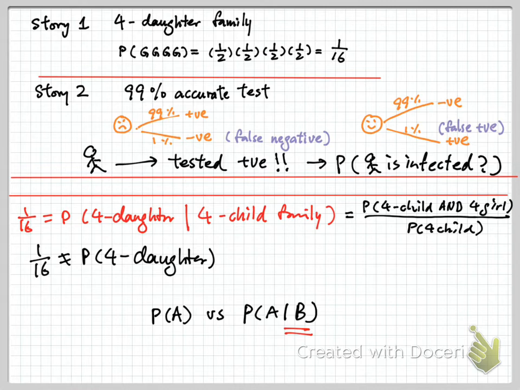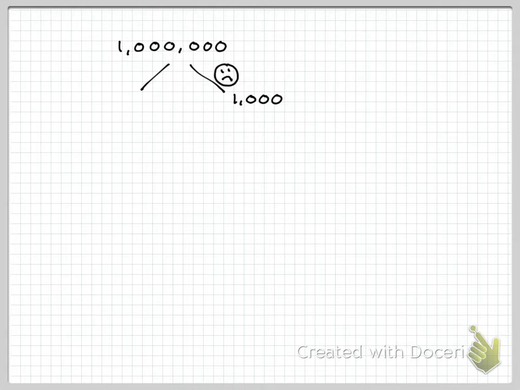Now, how about the second story? I think the best way is to put it in numbers. Suppose we have 1 million people in the entire society. Now, the virus does not affect everyone. In fact, only 1,000 of the people have contact with the virus. We don't know who they are, but we suspect about 1,000 of them. So the remaining 999,000 are healthy. They don't have the virus.